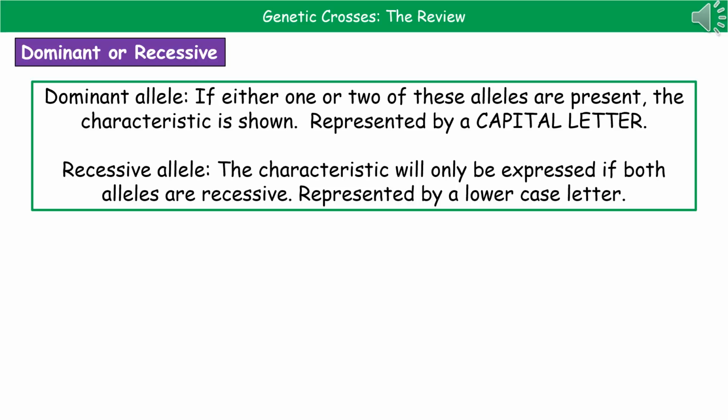And what we do when we're writing our genetic cross diagrams is we always show the dominant allele with a capital letter. The recessive allele is the characteristic that will only be expressed if both of the alleles are the recessive ones, and we use a lowercase letter to show those on our genetic cross diagrams.